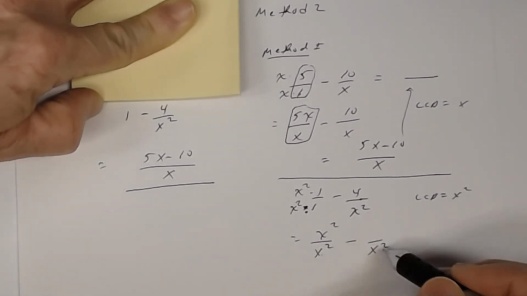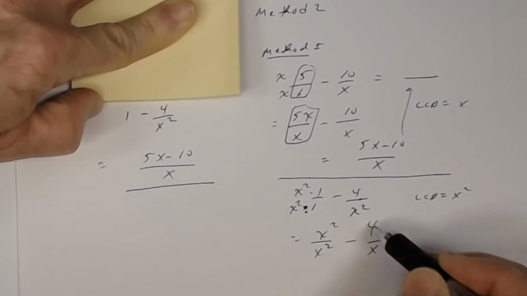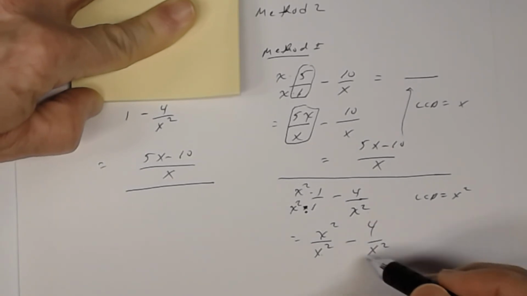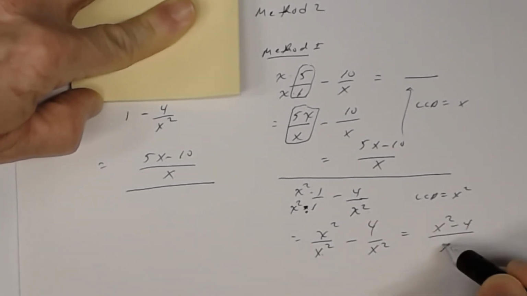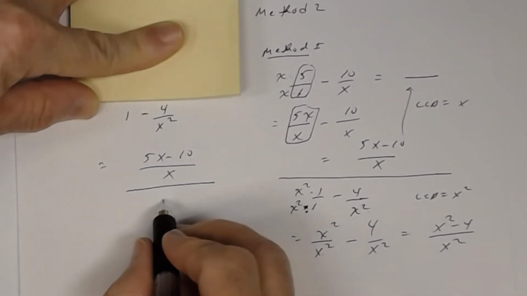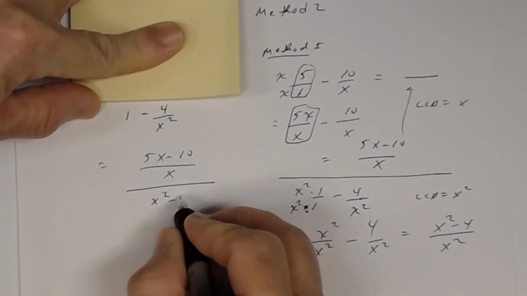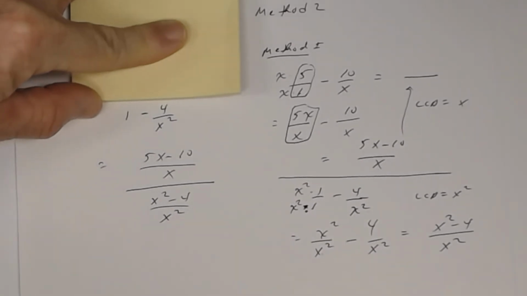Here the denominators are the same, so that means the numerators have to be the same. So 4 divided by x squared is equivalent to itself. And so this becomes x squared minus 4 divided by x squared. So that one rational expression is going to go here: x squared minus 4 divided by x squared.